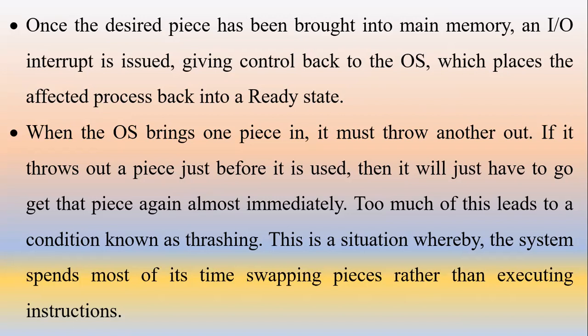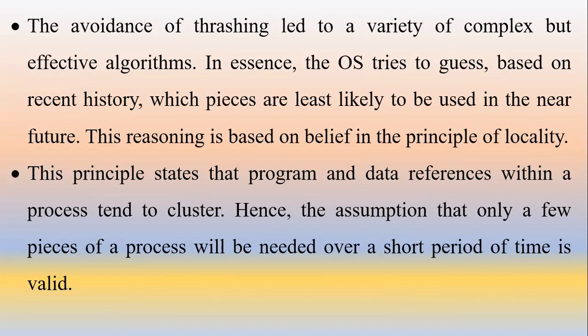When the operating system brings one piece in, it must draw out another. If it draws out a piece just before it is used, and then that piece is required within a very short time or almost immediately, then too much of this can lead to a condition that we call thrashing. Thrashing is therefore a situation whereby the program or the system spends most of its time swapping pieces rather than executing instructions. The avoidance of thrashing led to a variety of complex but effective algorithms.